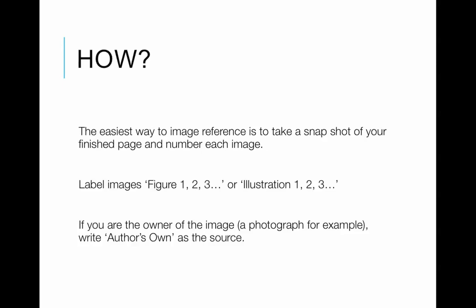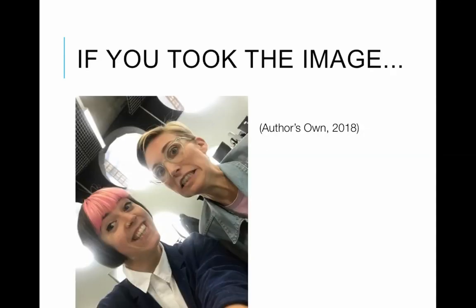As I said at the beginning, if you are the owner of the image, so if you've taken a photograph, for example, then you would reference that as author's own, okay? So you wouldn't write my own picture or Emma's image, you would write author's own, okay? And that just means that you are the person who owns that particular image.